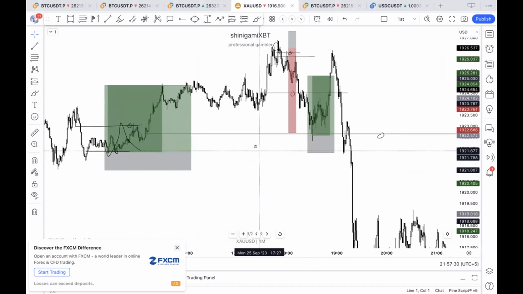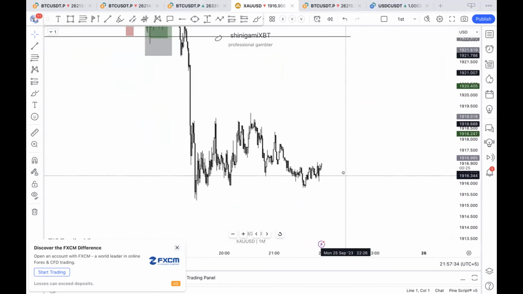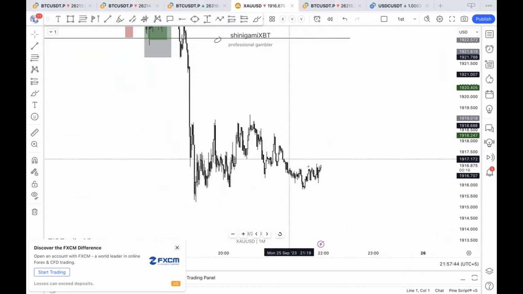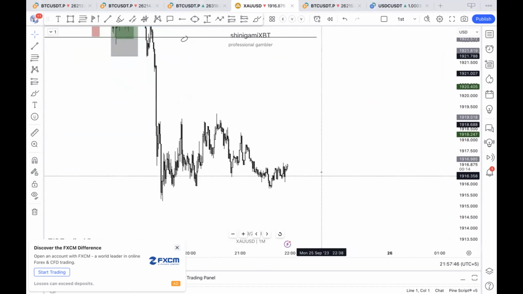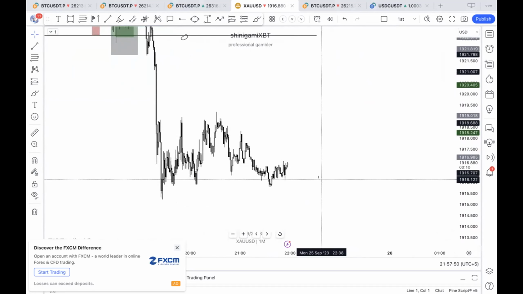Also, I want to ask you, can you use the pen tool? It seems to have disappeared. Oh, I've got it here. Yeah, sure. So I want you to tell me what you are seeing on XAU here on my chart right now, and how would you trade it?